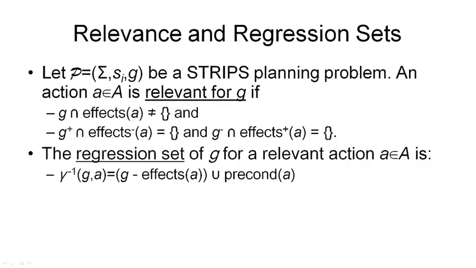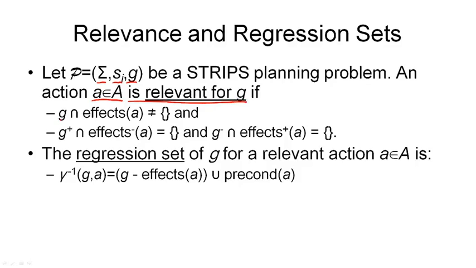We will start by defining two concepts, namely relevance and regression sets. Relevance is really the equivalent concept to applicability, as it tells us which actions we can use to move through our search space. Again, we start with a planning problem consisting of the usual things, namely a state transition system that tells us how the world can evolve, an initial state from which we're moving away, and a goal description which tells us which states are goal states. Then we can say an action A of our action set is relevant for a goal G if the following two conditions hold.